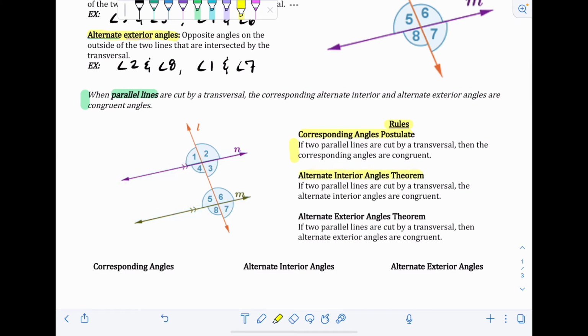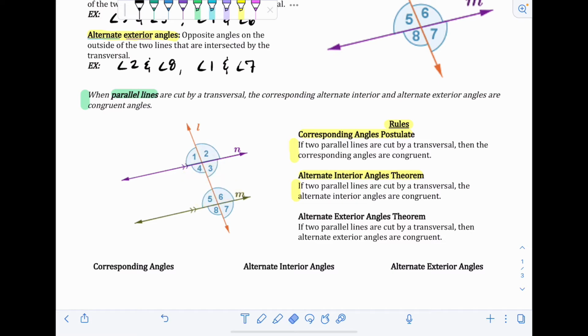And then the second new theorem, the alternate interior angles theorem. If two parallel lines are cut by a transversal, then the alternate interior angles are congruent. So alternate interior, we could say angles 4 and 6. Those are alternate interior, because with interior, we're just looking at the inside of the lines. So 4 and 6 would be congruent, and then 3 and 5 would be congruent, because they're on the inside, but they're on alternate sides of the transversal. That's the one that cuts through both lines.